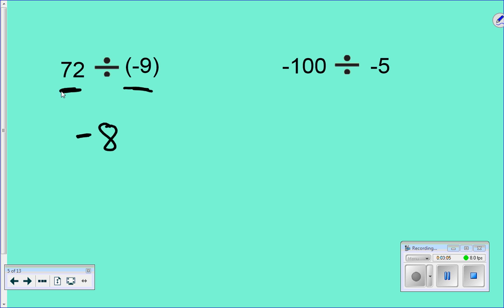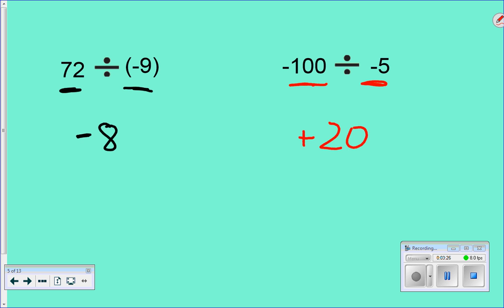And then the next one. If I look over here, I have two negatives, so I know my answer is going to be positive. And a positive what? So far so good? Same thing.